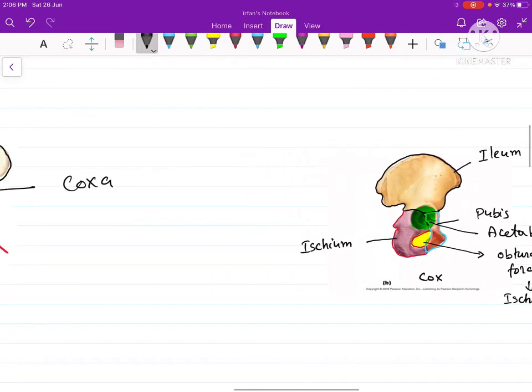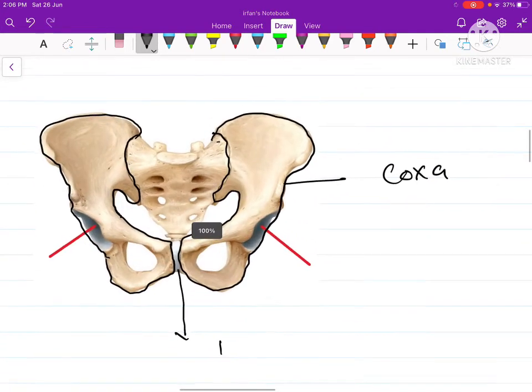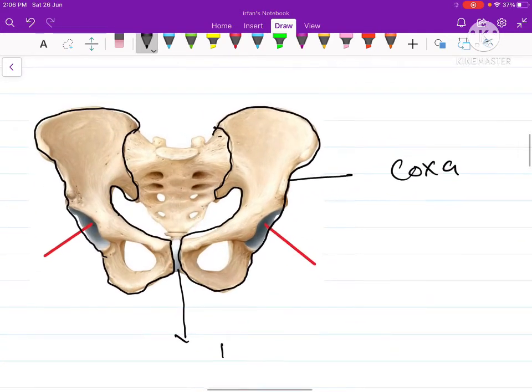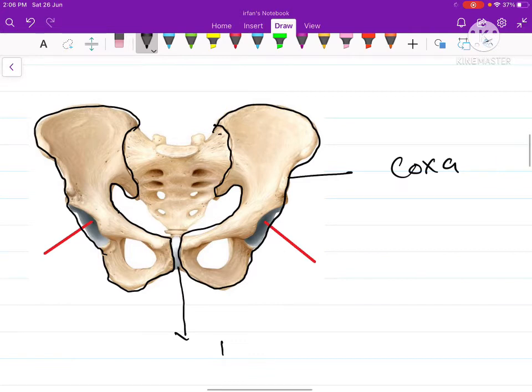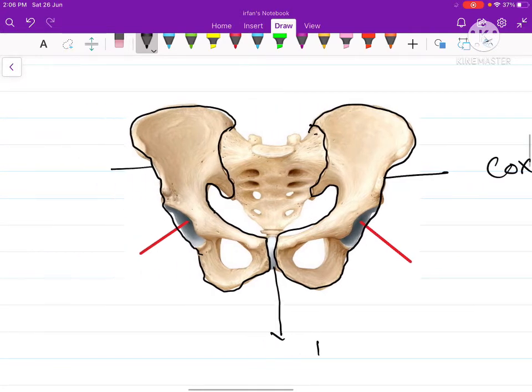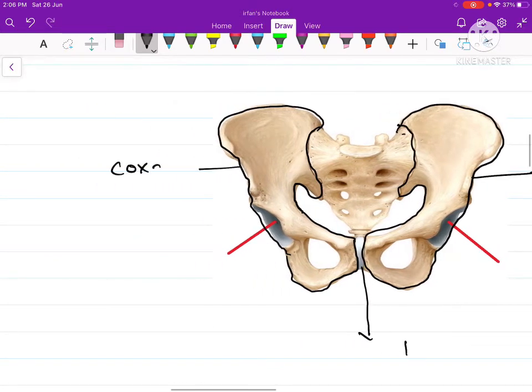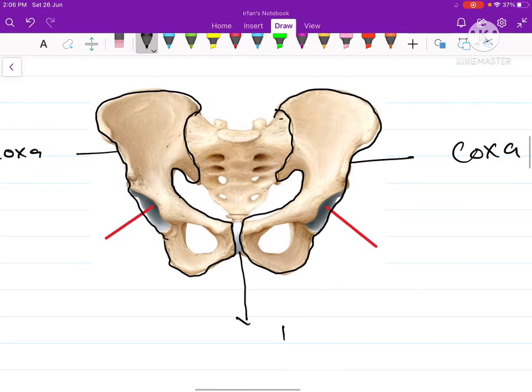So let us have a relook at the entire structure of the pelvic girdle. In this pelvic girdle, if I label the different parts, this is the coxa here, and this is another coxa, and each coxa will have three parts. The region highlighted in gray represents the concavity, or the acetabulum. There are two acetabulum in the pelvic girdle. To one acetabulum will be attached one thigh bone, and to the other will be attached another thigh bone.